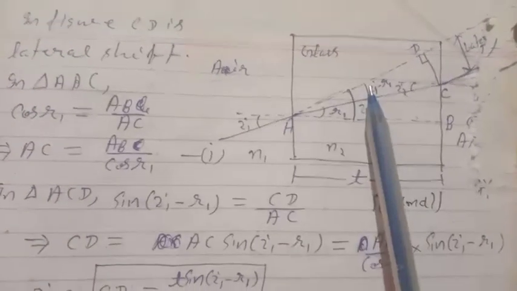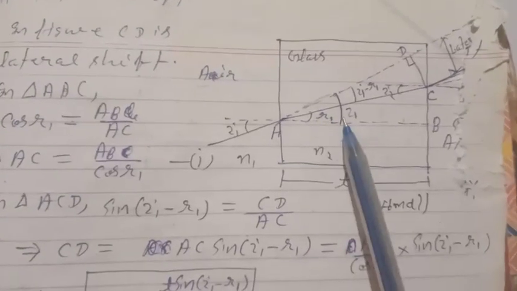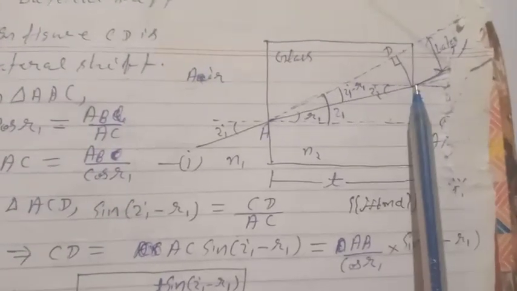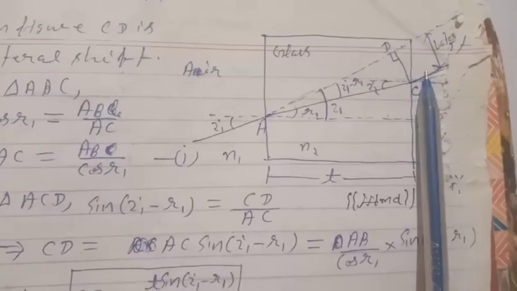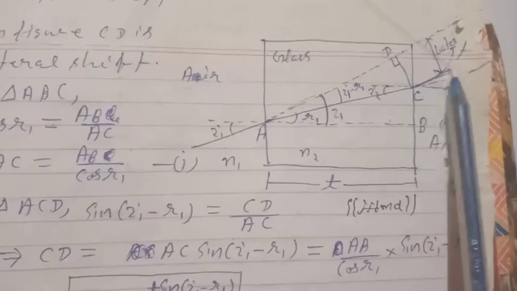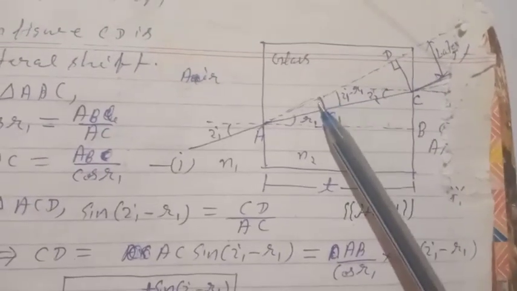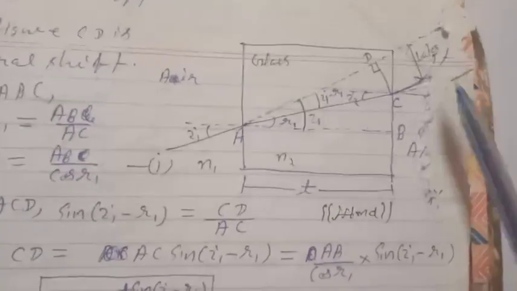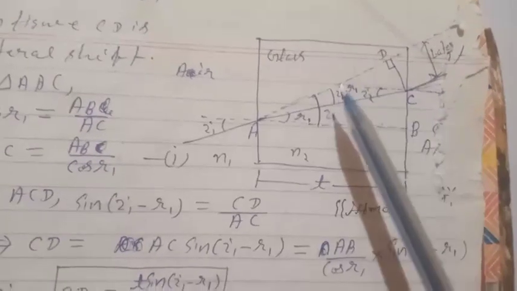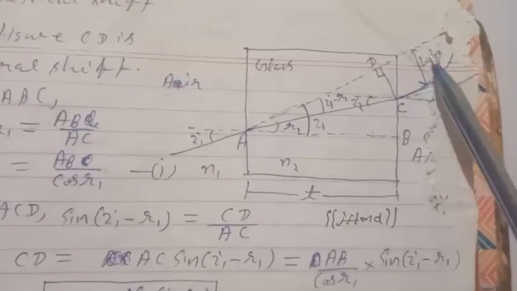This is the air and this is the glass. When it enters into the glass, it goes toward the normal because glass is denser than air, and when it comes out of the glass, again it goes away from the normal, and the final path of the ray is this. And now the initial path of the ray is this. If there is no glass, the ray will go directly along this path, but the path has changed due to the placement of glass in the path of the ray, and this is a lateral shift.